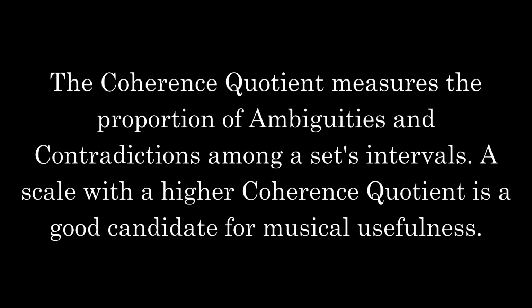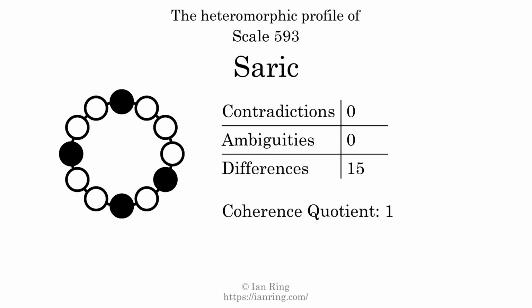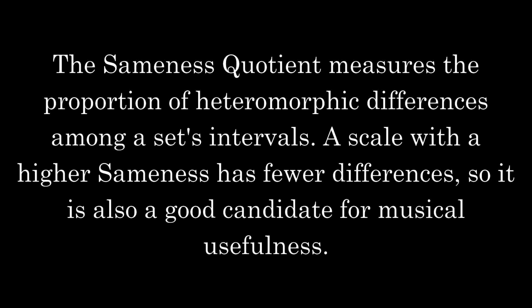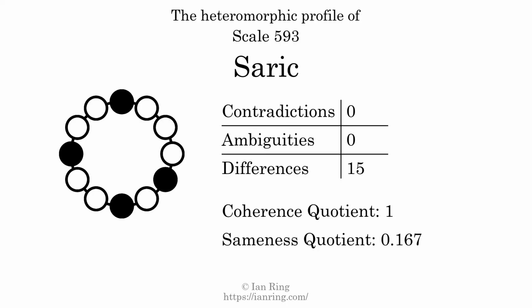The coherence quotient measures the proportion of ambiguities and contradictions among a set's intervals. A scale with a higher coherence quotient is a good candidate for musical usefulness. The coherence quotient is 1. The sameness quotient measures the proportion of heteromorphic differences among a set's intervals. A scale with a higher sameness has fewer differences, so it is also a good candidate for musical usefulness. The sameness quotient is 0.167.